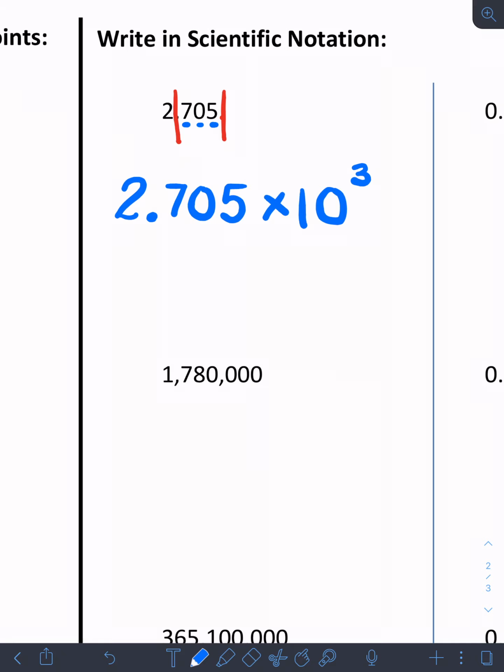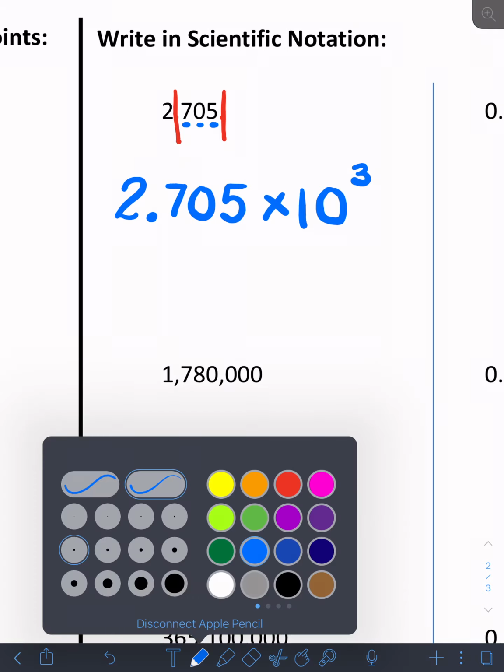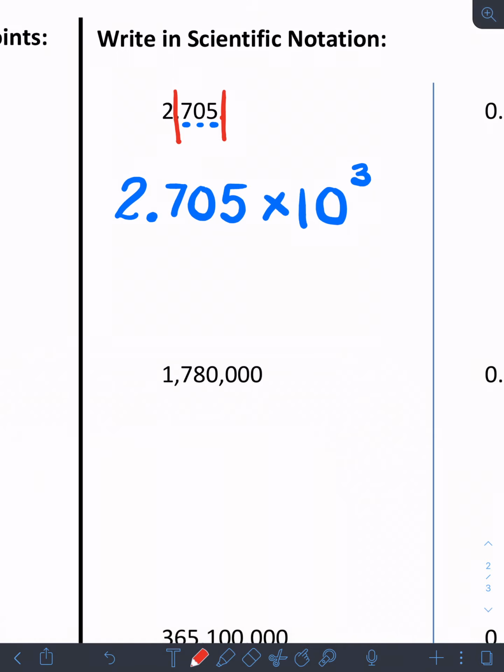Okay, let's take a look at the next problem. First step is to draw a line at the decimal point, and so in this case it's after that last 0. We draw a line after the first non-zero digit, and then we're going to count the digits in between. So 1, 2, 3, 4, 5, 6.